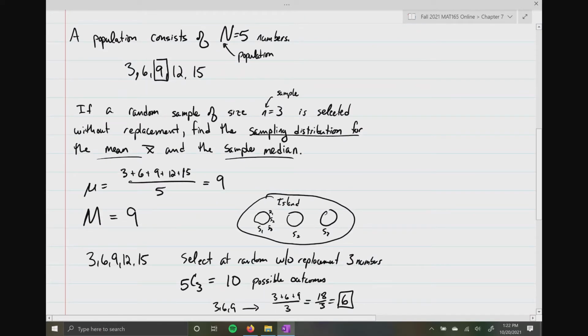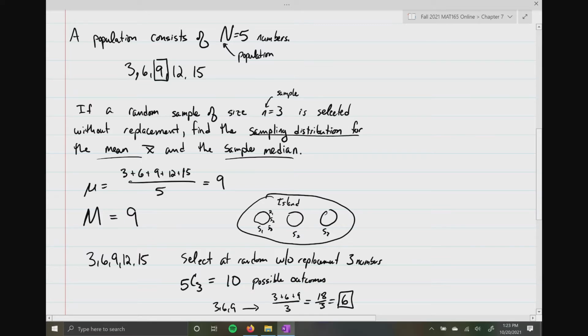We had a population of 5 numbers: 3, 6, 9, 12, and 15. That's our population. When we applied the population mean formula, we calculated that the population mean is 9. We also calculated the median to be 9. So then we said, what if we select 3 numbers at random without replacement and find their averages? Instead of looking at the entire population, you're only looking at a small sample.